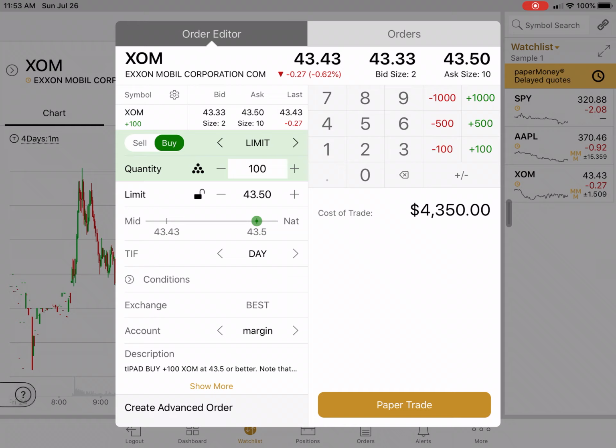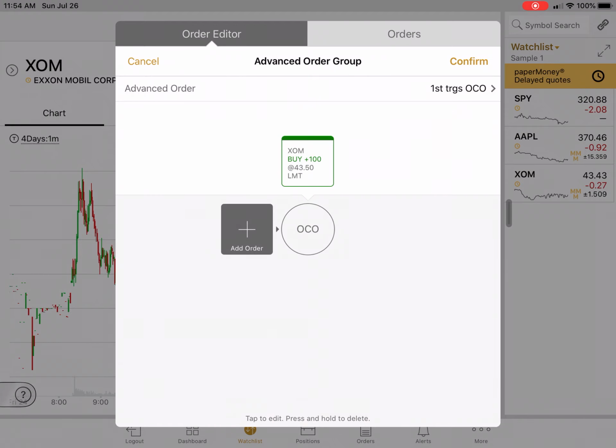Now this is all well, but now on the same ticket I need to add a call option written against these 100 shares that I'm about to buy. Notice at the bottom of the order editor on the left hand side you'll see a create advanced order. I'm going to tap on it now. Now these are the advanced order grouping. You could have a step-by-step, one trigger another sort of conditional orders. I'm going to tap on add order.